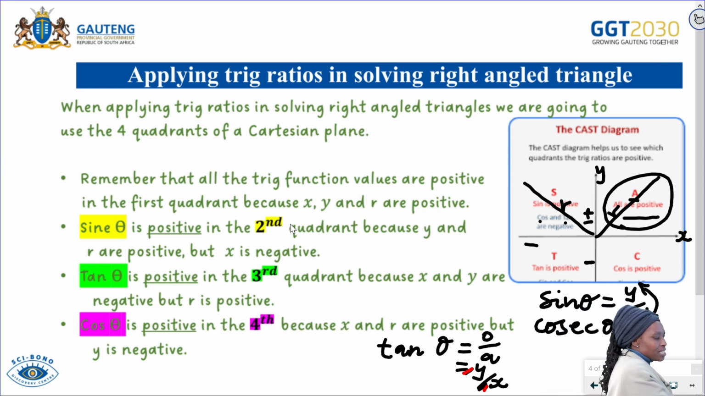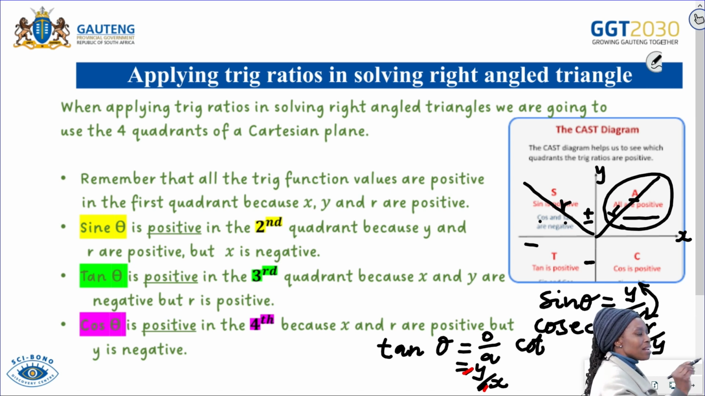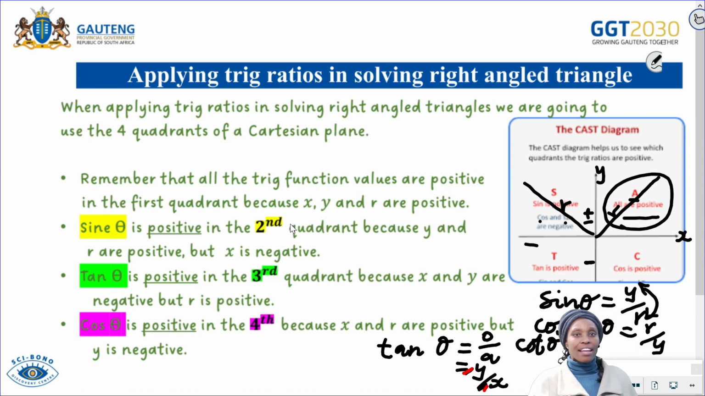Same with the cot. Cot will also be positive here. Cot theta is a negative x over negative y, which gives you a positive ratio in the third quadrant.